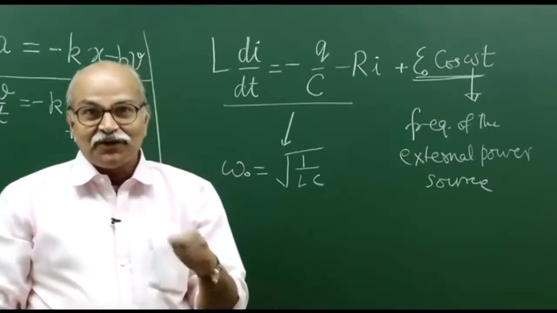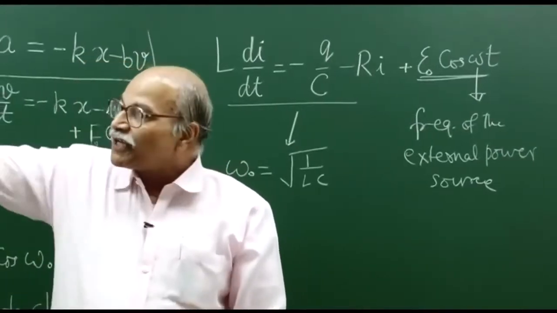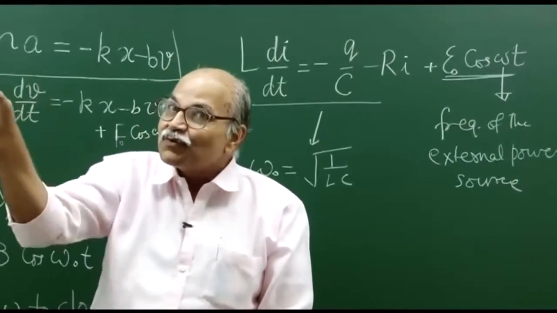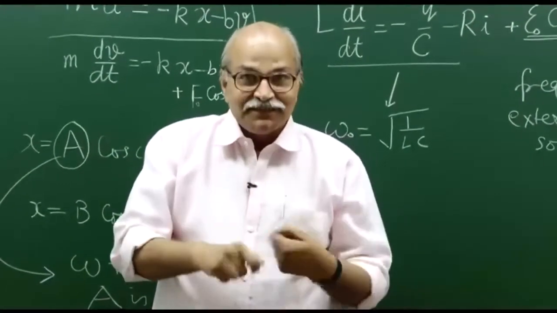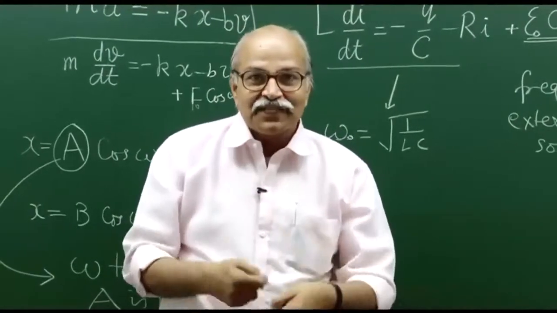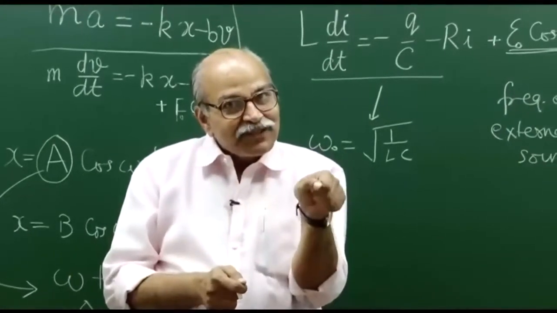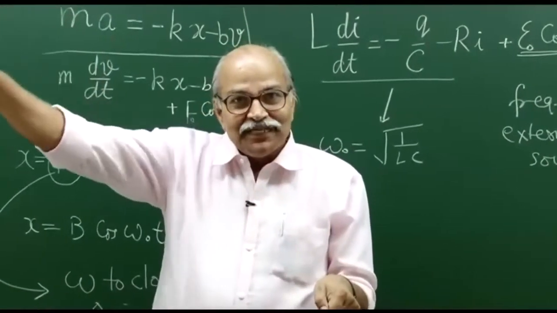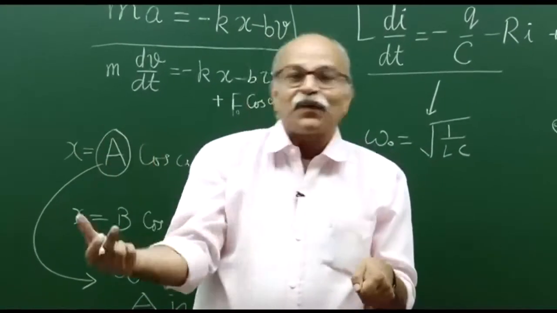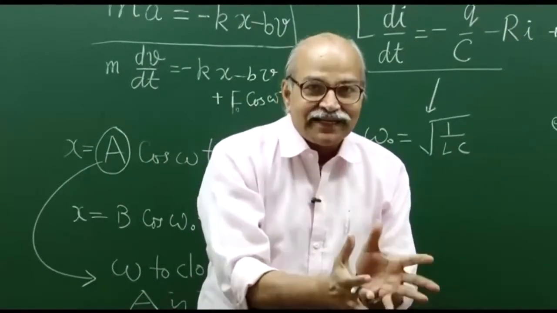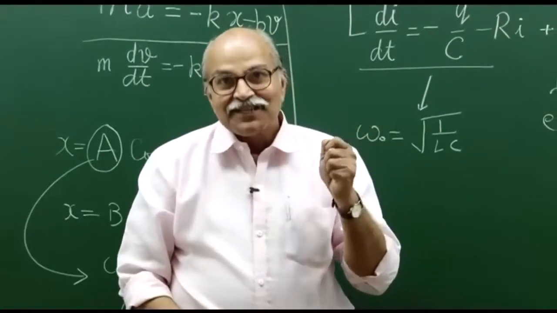This is used in all kinds of tuning circuits where, of the many frequencies available, you only want one particular frequency to drive your circuit. So, then you tune your natural frequency omega naught to that particular frequency, your desired frequency. So, only that particular frequency component will provide you the real current in the circuit. So, that is how the tuning circuits are made.